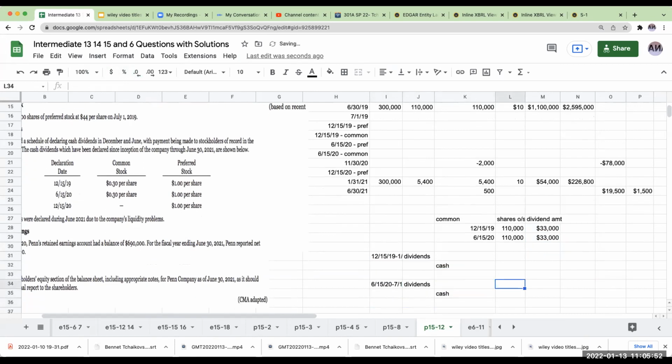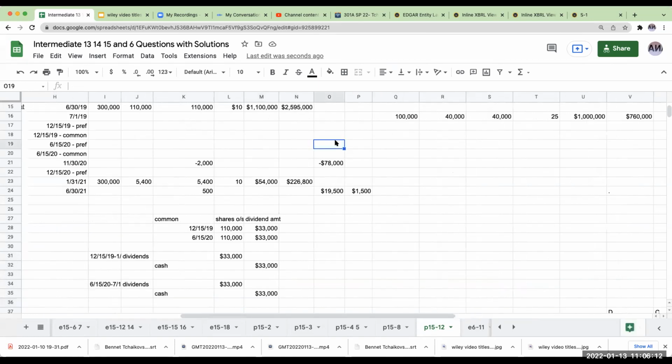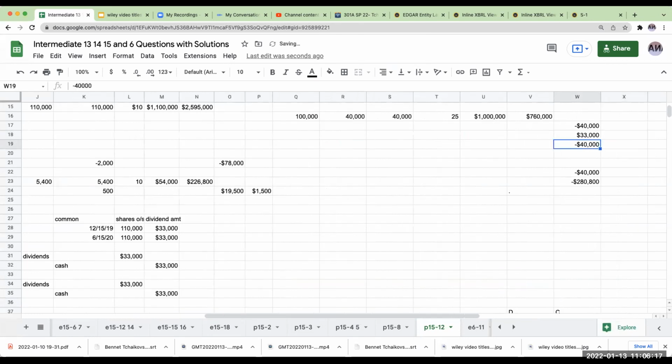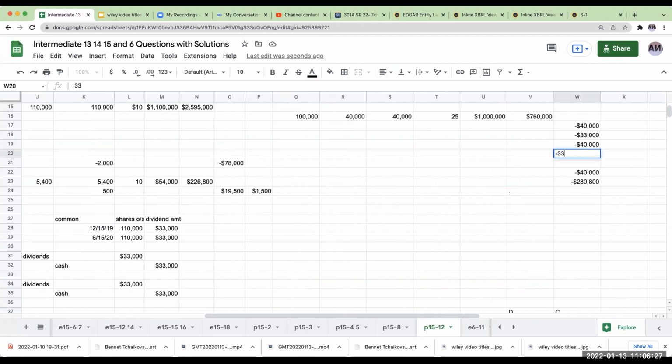Okay. So over here, we've got 33,000 on each of these. And again, you would typically be doing dividends payable on the date of declaration. I'm just combining it because of the question. So we've got 33 grand in dividends on these other days. The 12/15/19 common dividend was 33,000. And then my common dividend on 6/15/20 was 33,000.